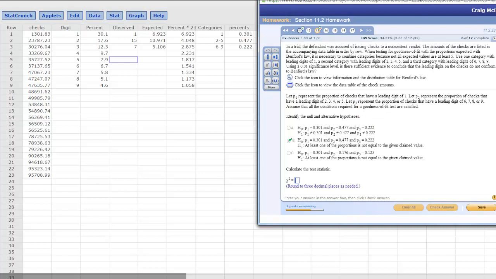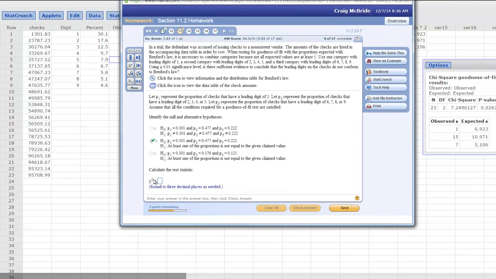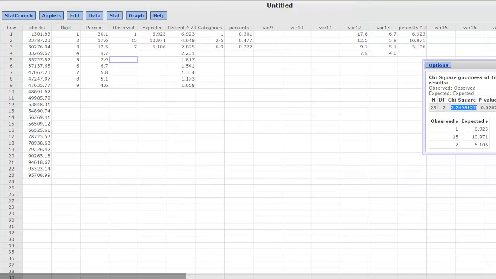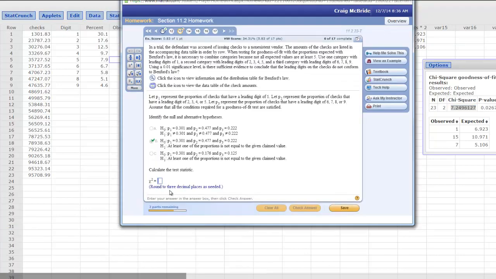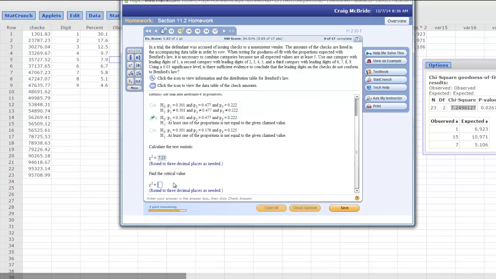We move on to the second part, where it asks us for our test statistic, right here. Round to three decimals. So that would be 2, 4, 9. The 6 would bring the 9 up, so it would be 2, 5. Finding the critical value: if we want to find the critical value, that's based on our alpha. So here it is, use a 0.01 significance level and our degrees of freedom.